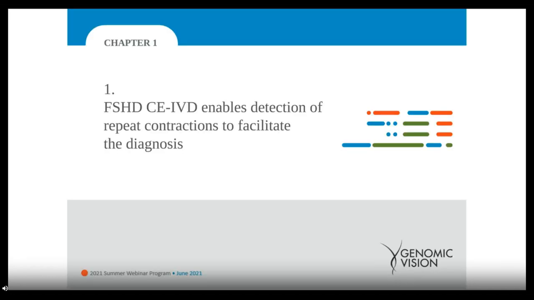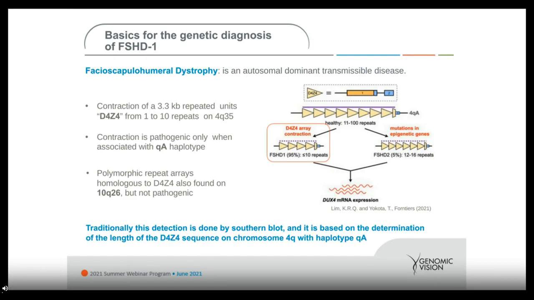But let's start with a summary of the examples, and we will focus on the first one, which is FSHD, and how GMC is able to detect the repeat contraction that leads to the disease onset. So FSHD is facioscapulohumeral dystrophy. It's a kind of muscular dystrophy, and it is due to a contraction of a specific sequence on chromosome 4q35.